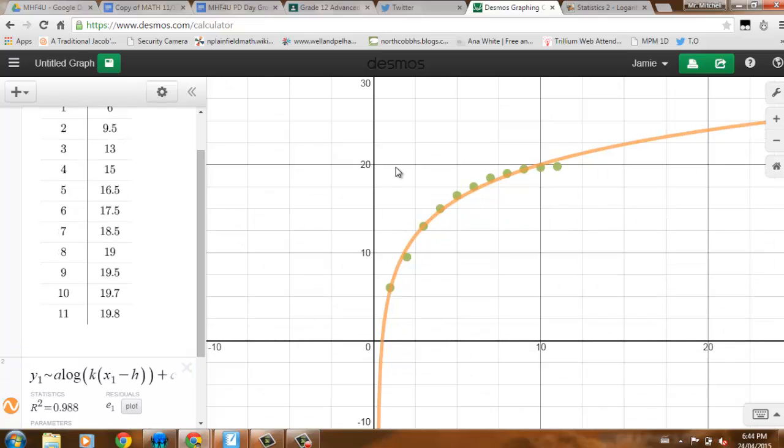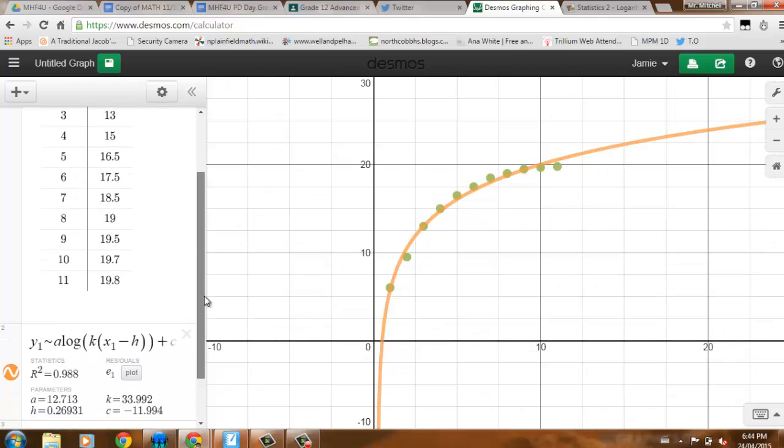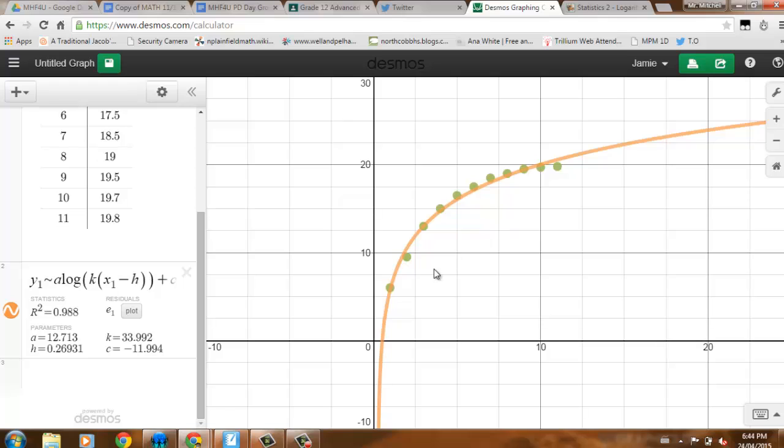Let's just turn on projector mode so it's a little bit easier to see. And using this model, I can get an r-squared value of about 0.988. You can see my parameters there. So this is probably a pretty good regression model. We can try some others, but they might not make very much sense.